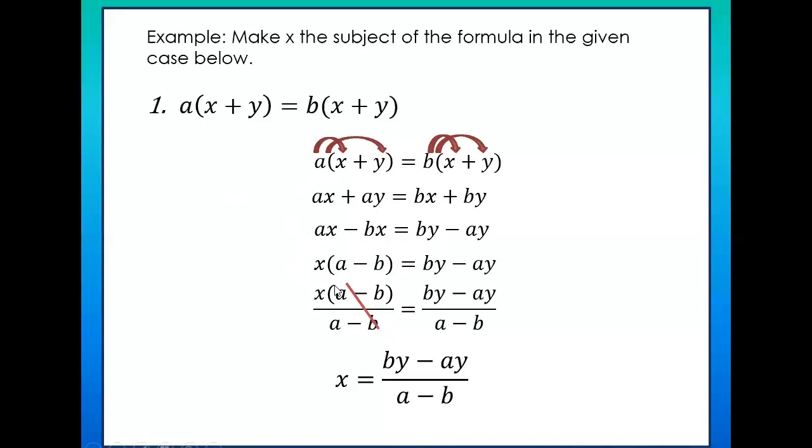So this is the factor for this ax minus bx. So we cancel this a minus b, we divide both sides by a minus b, leaving only your x. So that's the reason why we have x is equal to by minus ay over a minus b.